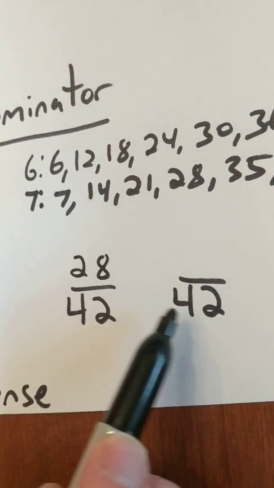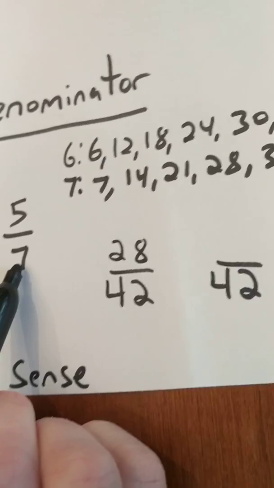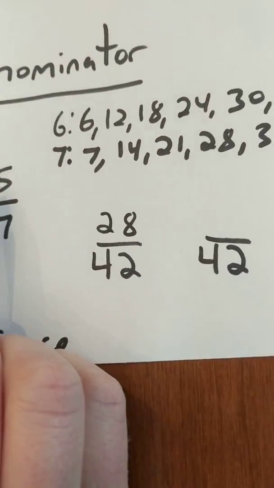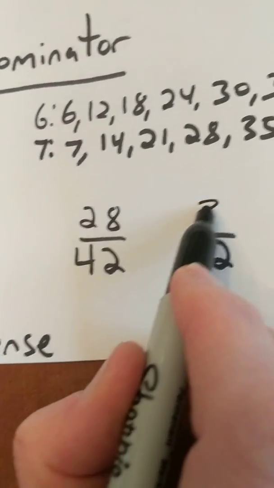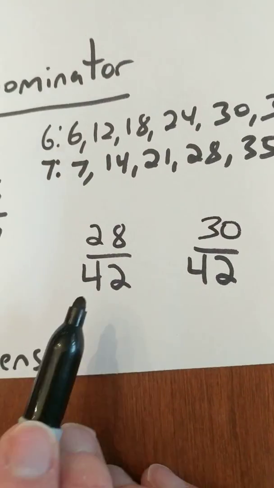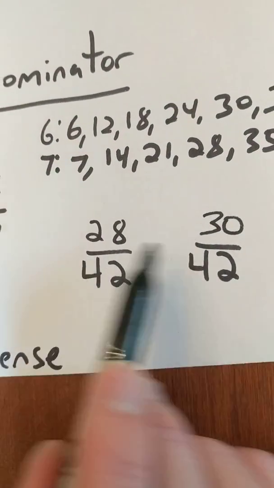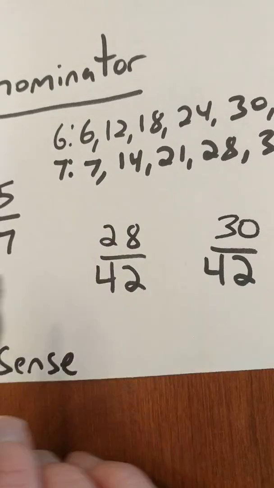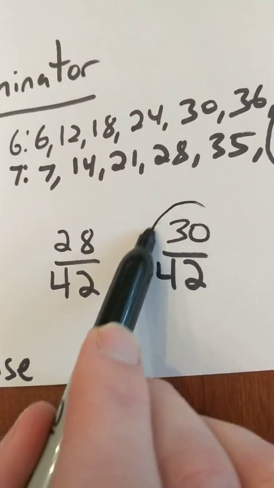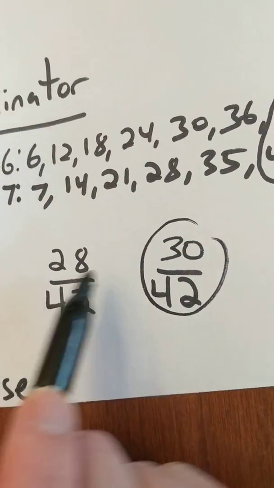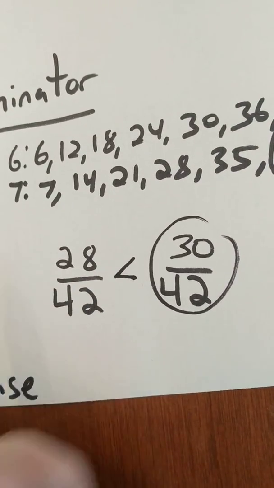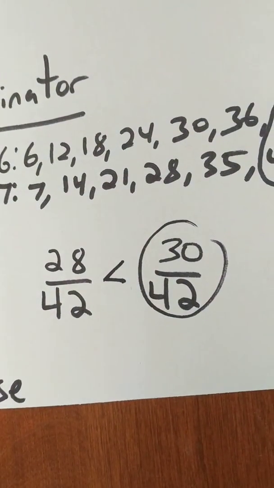How do you get this 7 to turn into 42? You're going to multiply that 7 by 6. So you need to multiply the top by 6. 5 times 6 is 30. And then once you have common denominators, you see which one has a bigger numerator. That is the bigger fraction. 30/42 is greater than 28/42. So 5/7 is greater than 4/6.